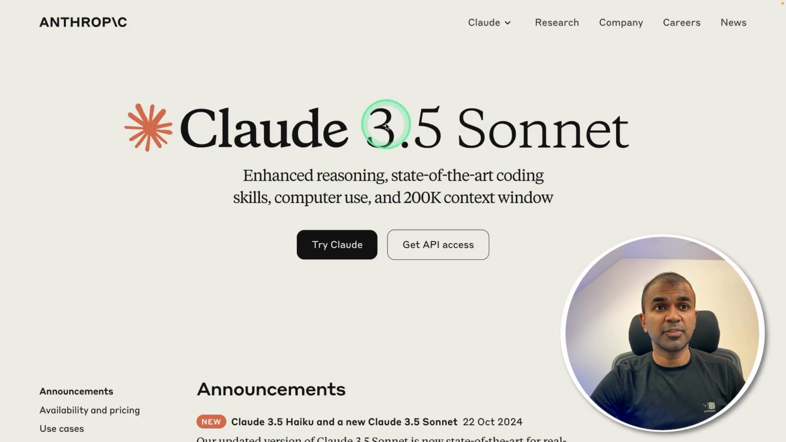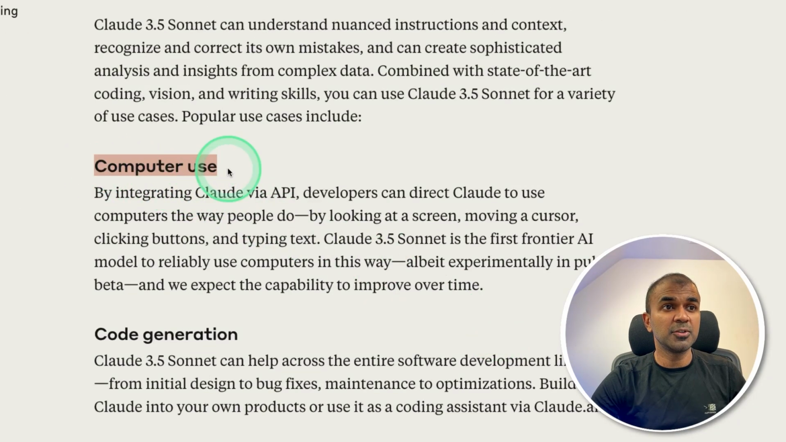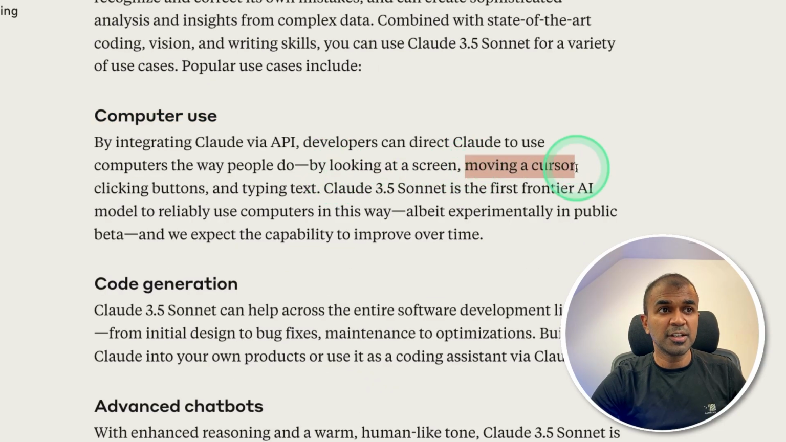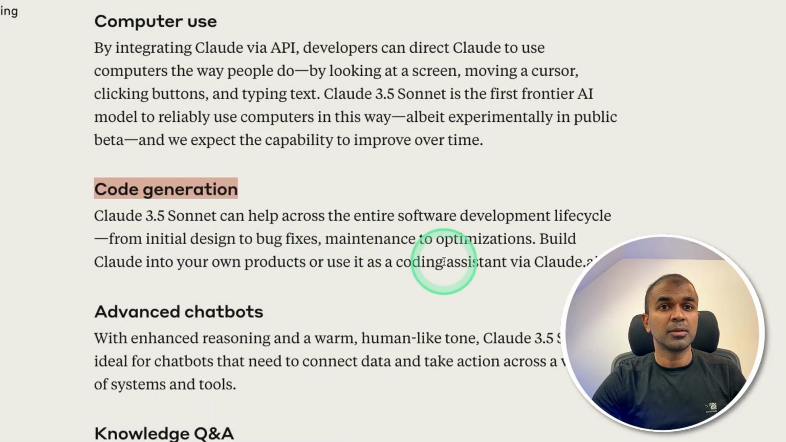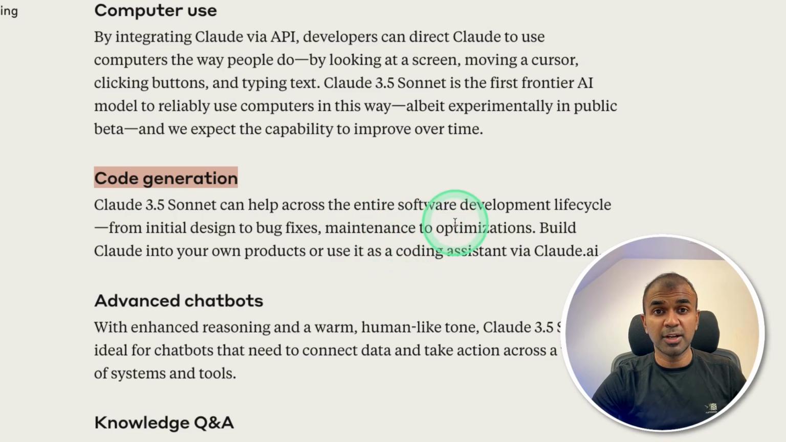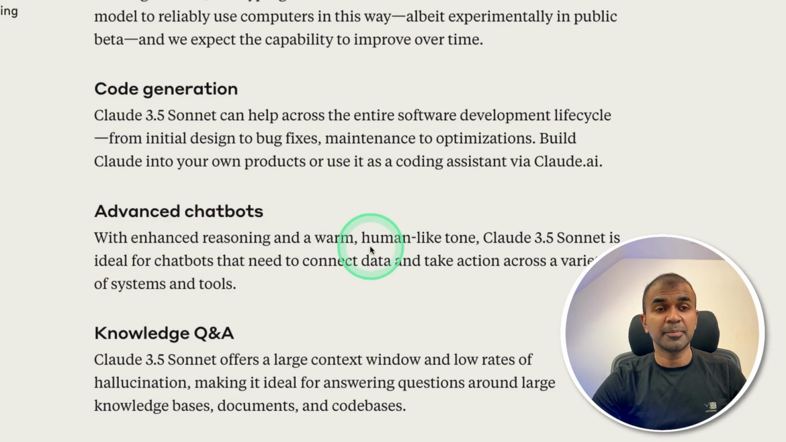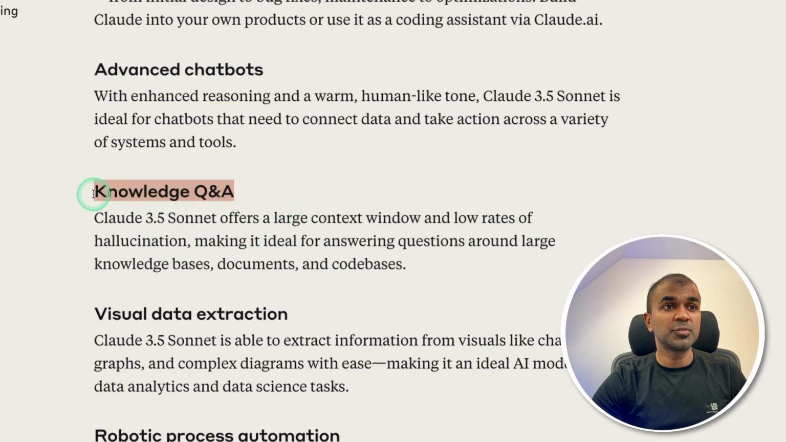So first, Claude 3.5 Sonnet, with a 300,000 context window, coding skills and computer use. You are able to directly access it using its API. Here are the use cases for computer use, which means we are able to interact with the computer. It can look at the screen, move the cursor, click buttons, and type text. Next is code generation. It's able to generate code and help with any coding related tasks. Next, advanced chatbots. You can generate a human-like, warm tone with enhanced reasoning. Next, it can be used for knowledge question and answering. Provide any documents, that is the RAG process, and it's able to accurately answer those questions.